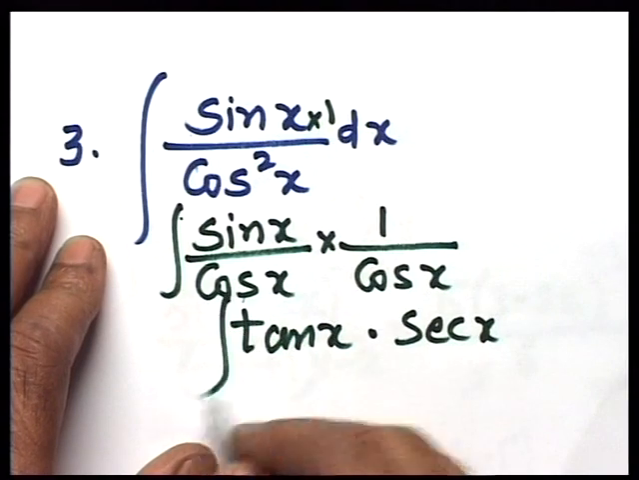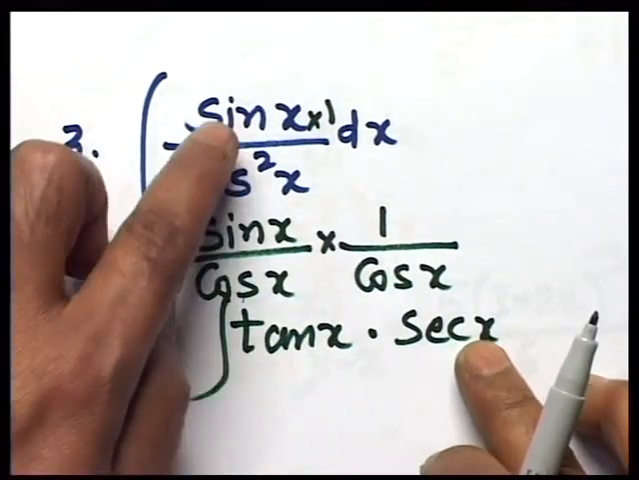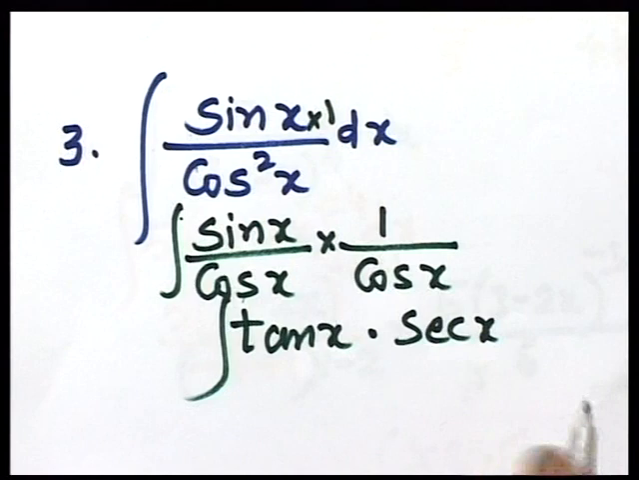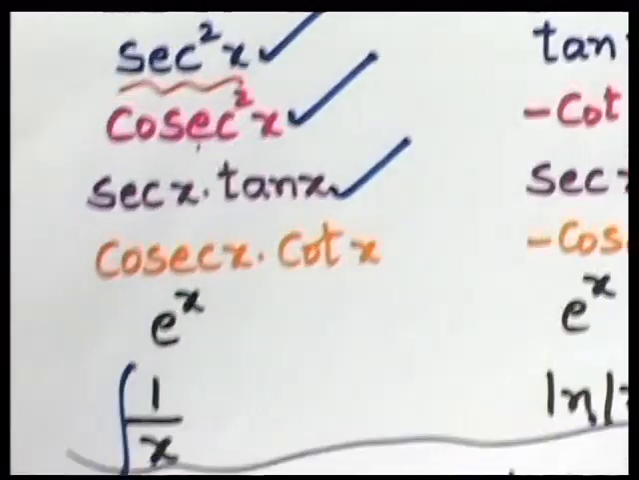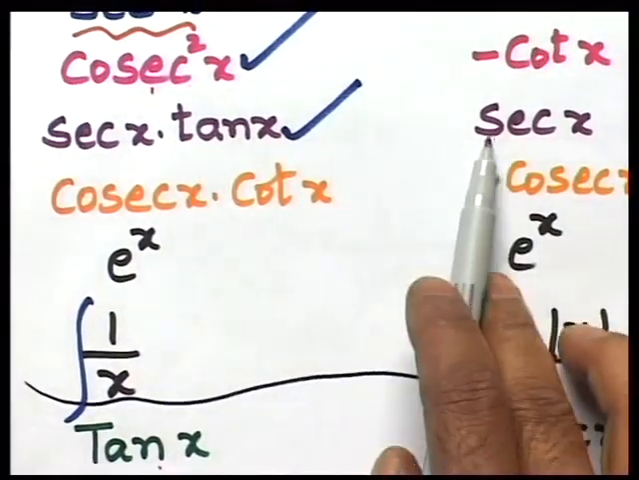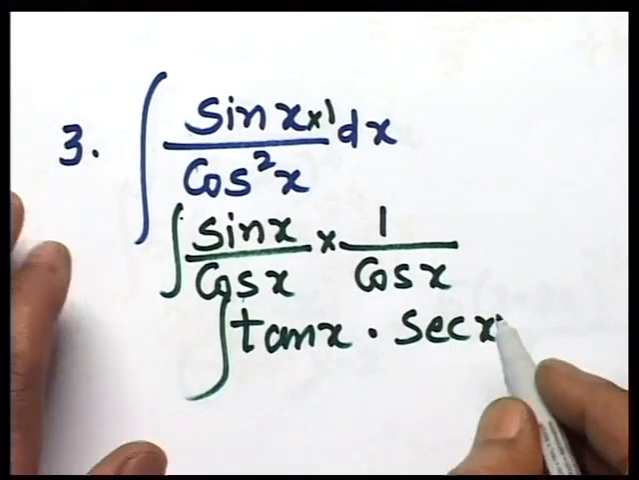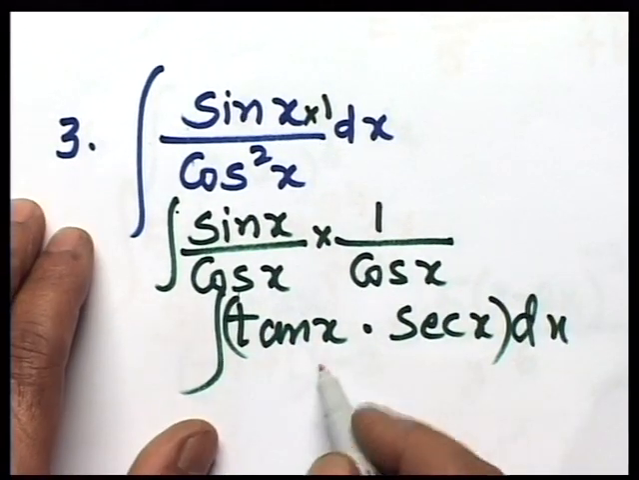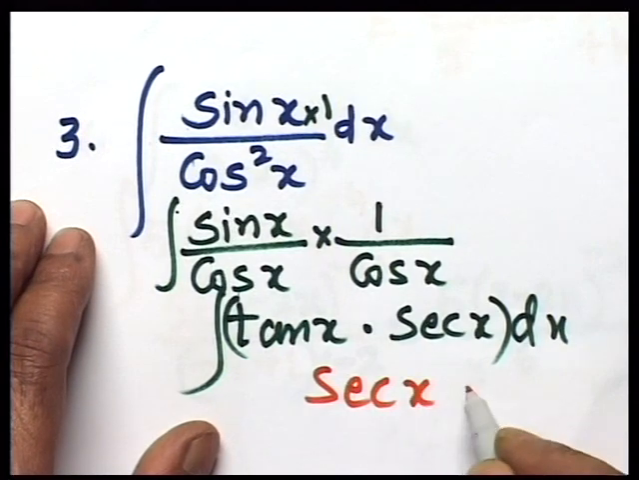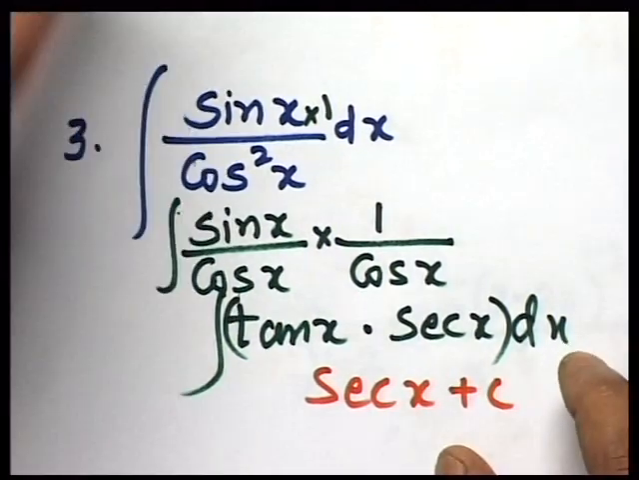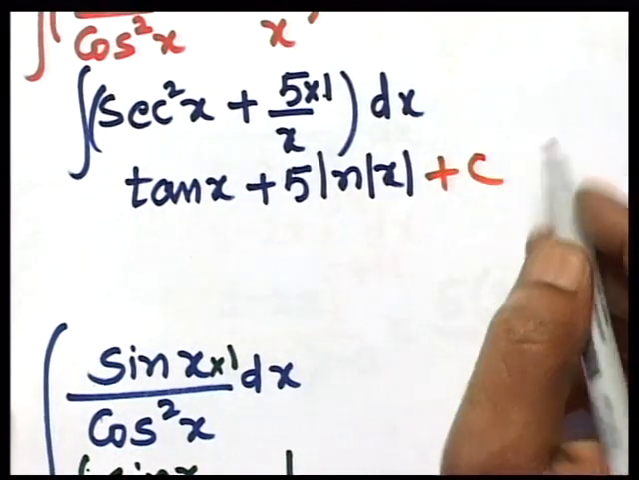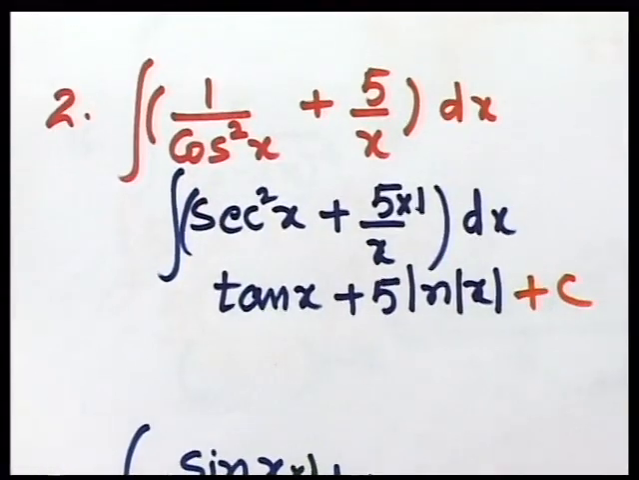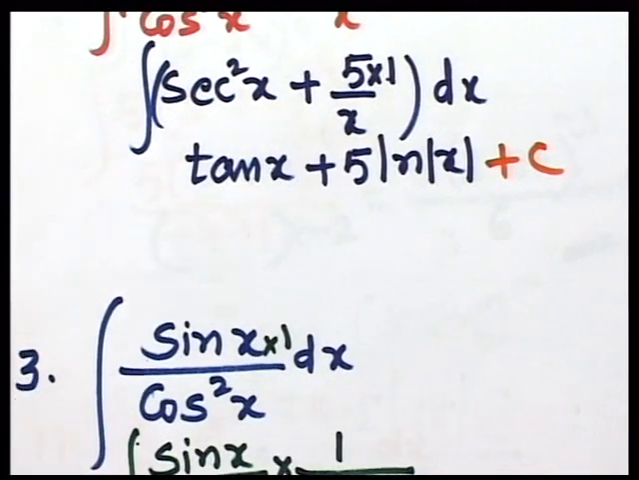So we are able to convert the given question into standard form. Do we have a sec x tan x integration or not? We will see. Sec x tan x integration is sec x. So that's the idea. Inside the bracket, dx please, and the answer is sec x plus c. Of course, the plus c comes for the last one as well, okay? Very important. So change the given question into standard form and you can solve that.